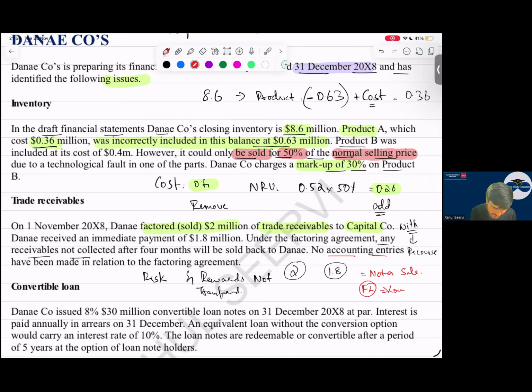No accounting entries have been made in relation to this factoring agreement. They have not made any entry. We have to mention it. So the question could be regarding this: what should be done for this account? So this is also easy, a straightforward thing.